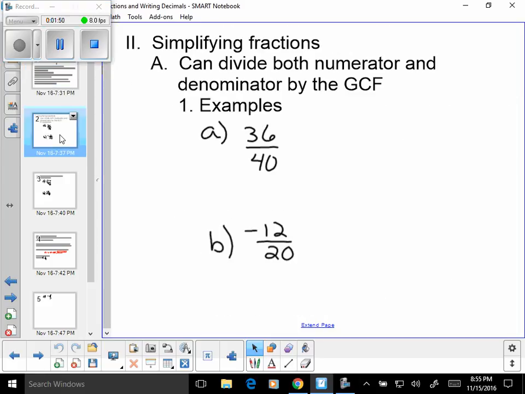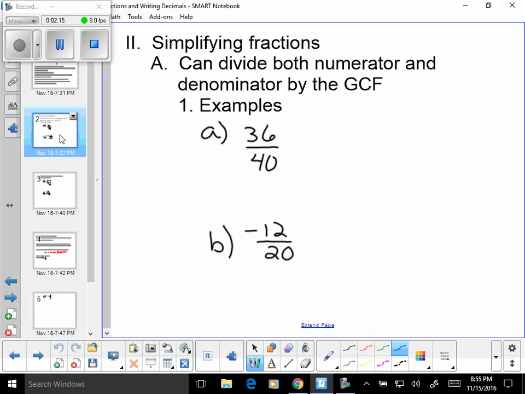There are a couple of different ways to go about reducing a fraction. One of the ways is to actually simplify by dividing the numerator and the denominator by the GCF. Now, some people can kind of do this instinctively. They can look at the numbers and go, okay, I get what the factor is. Some people might have to actually go through a little factor tree.